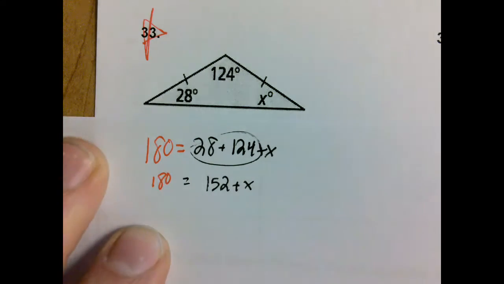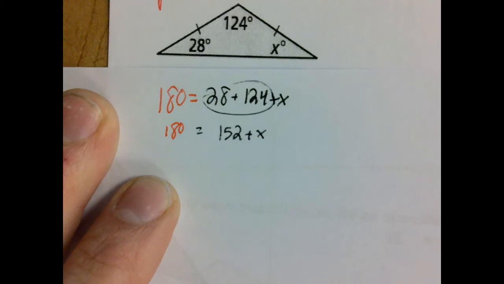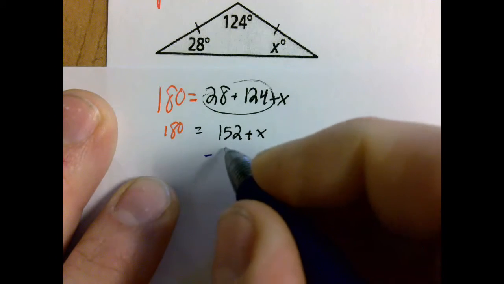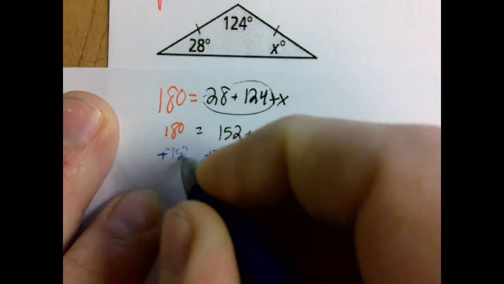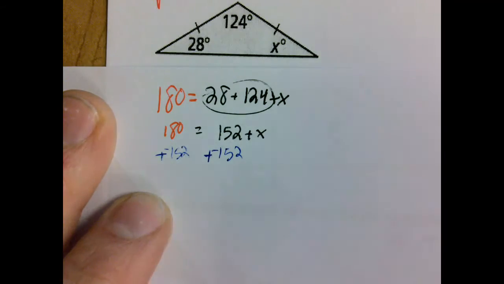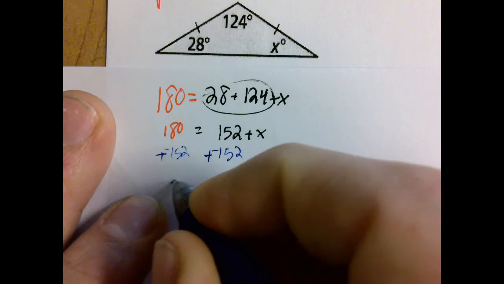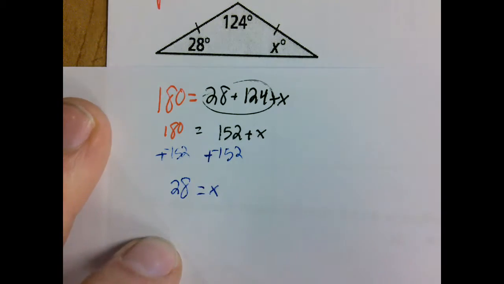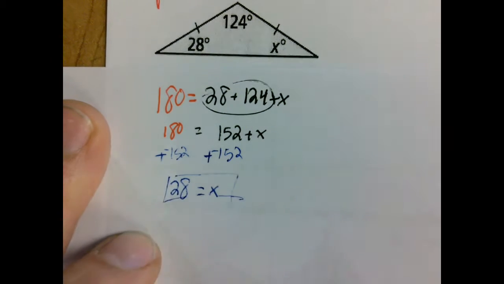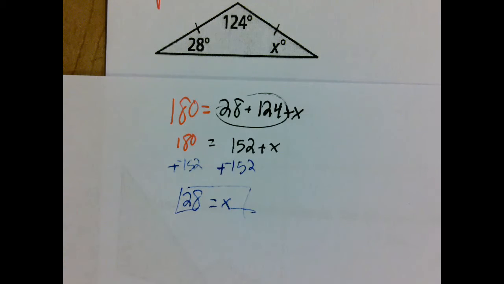Cleaning that up, making it a little bit easier to solve, because now we can just get rid of the 152 by subtracting, or my habit, adding a negative 152 to both sides. And that leaves me with, careful with the mental math, 18, 28, 38. The only right answer is 28. That is the value of x.